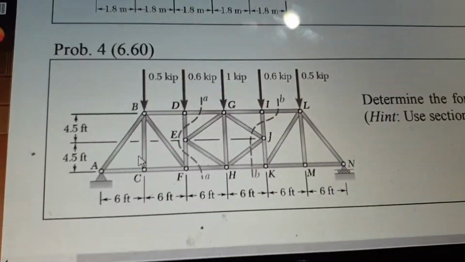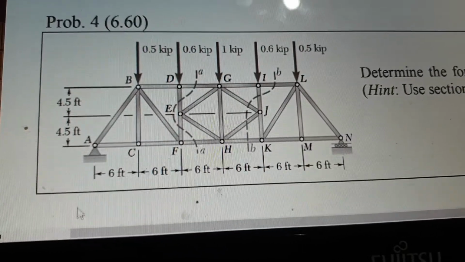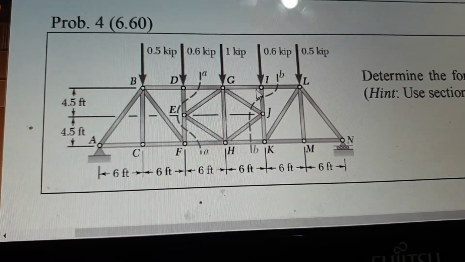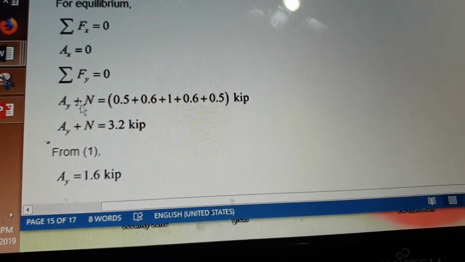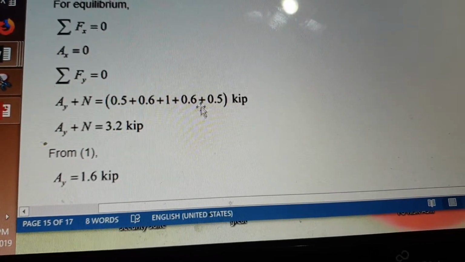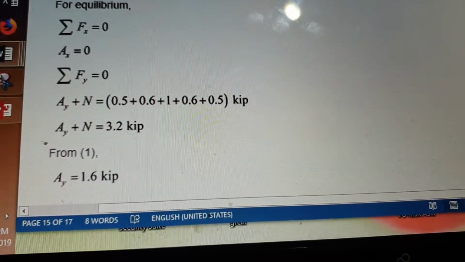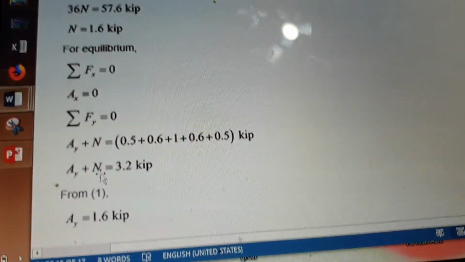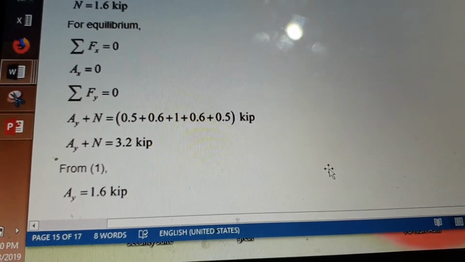Now let's find summation of forces of the Y. Remember, we found N. Now we need to find AY. Remember, 0.5 negative, 0.6 negative, 1 negative, 0.6 negative, 0.5 negative. You end up with what? AY plus N is equal to, of course, negative, which means if you take it to the other side, it's going to be plus 0.5, 0.6, 1, 0.6, 0.5. AY plus N is equal to 3.2. And remember, N, we found it here, 1.6. So 3.2 minus 1.6, AY is equal to 1.6. Now we found the reaction.